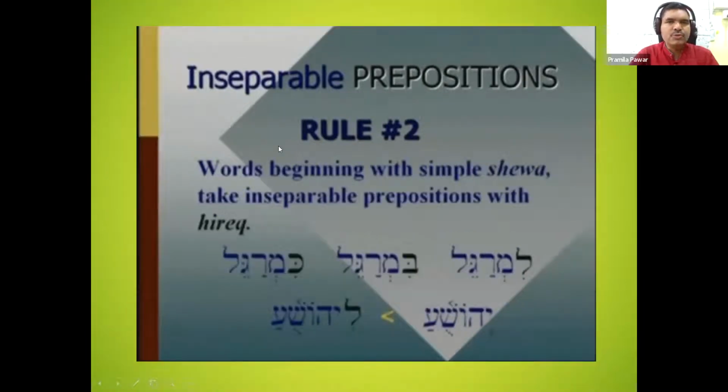So rule number 2 is words beginning with simple Shiva take inseparable preposition with Hirek. When two Shivas begin a syllable, the preposition is pointed with Hirek.